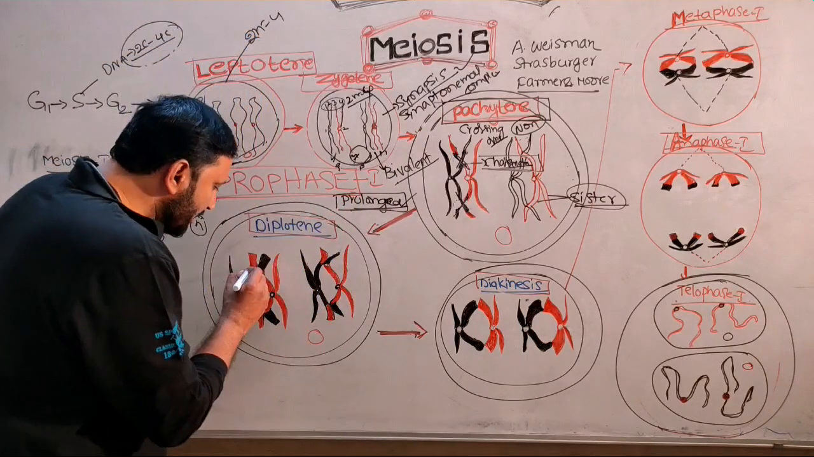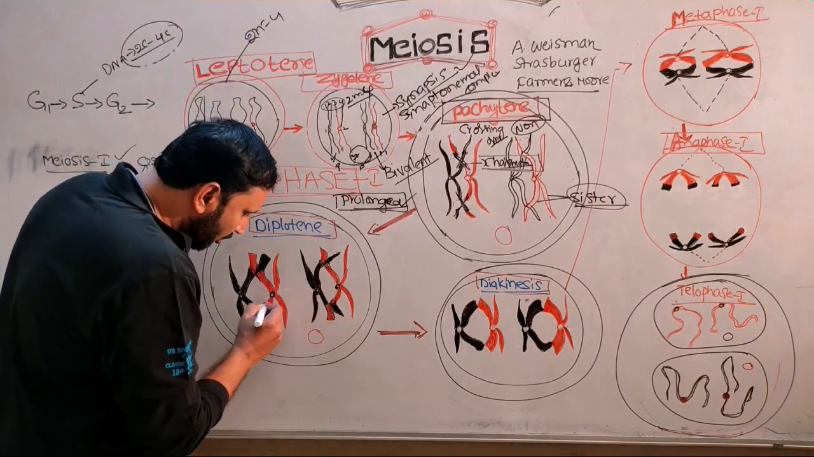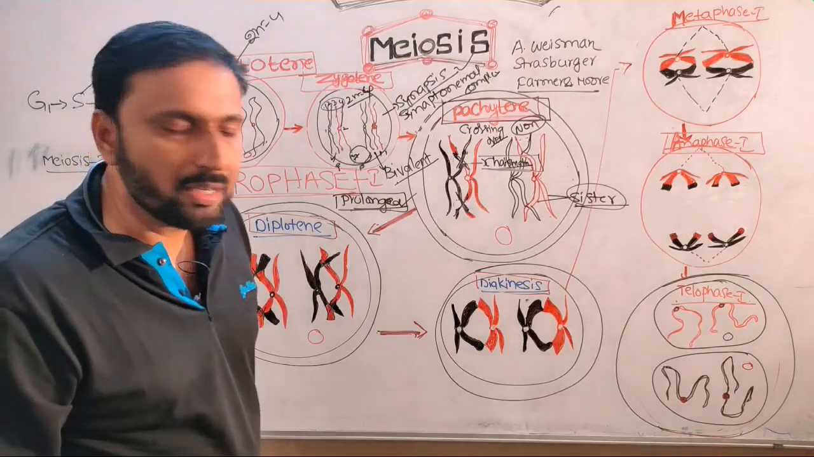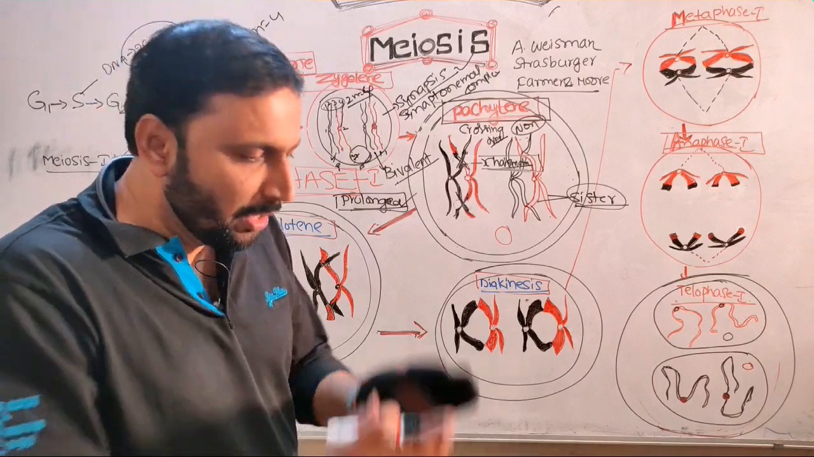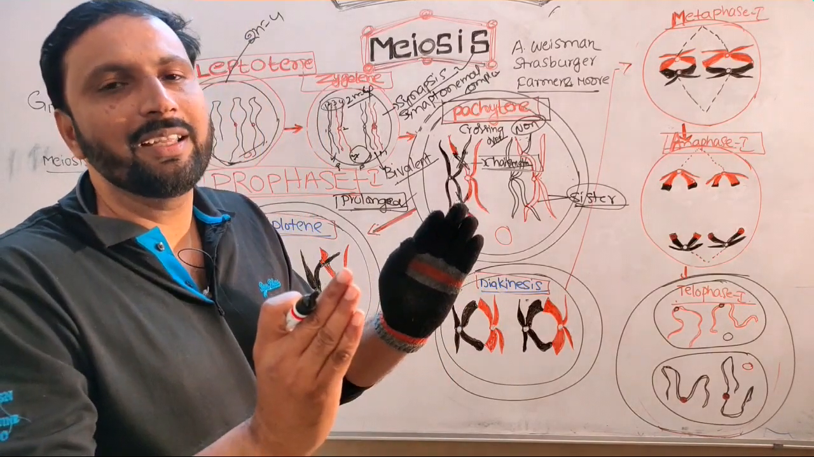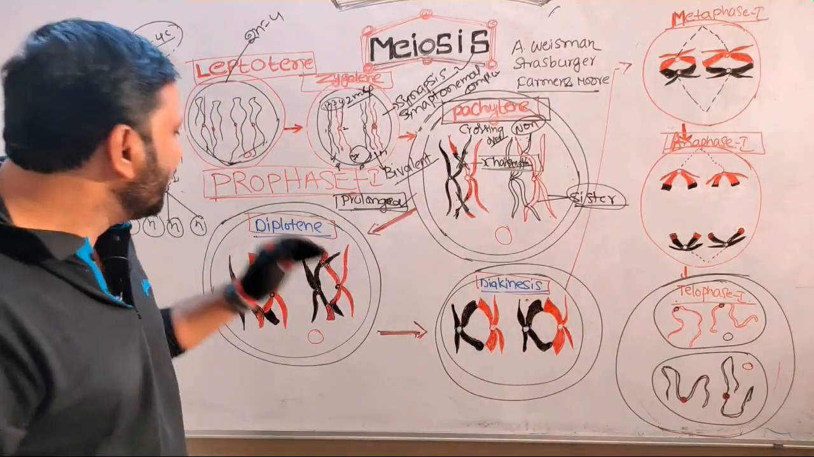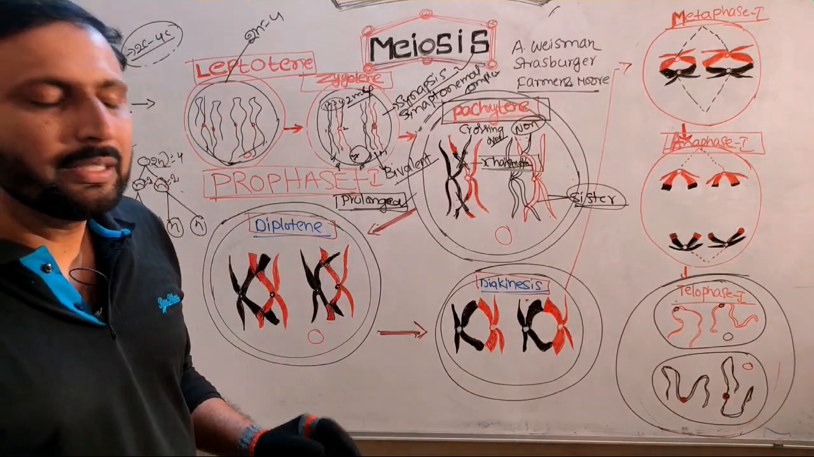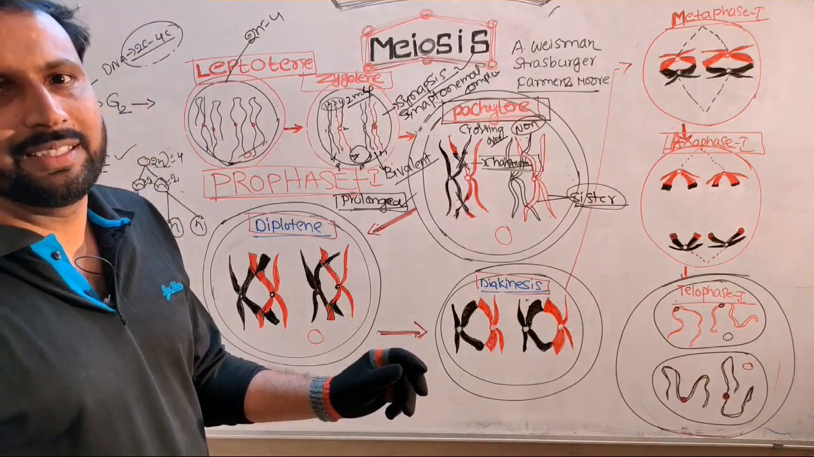But due to the presence of X-shaped chiasmata, these homologous paternal and maternal chromosomes do not separate immediately. Why? Due to the presence of X-shaped chiasmata. That is why in the diplotene, just a little bit of condensation takes place.